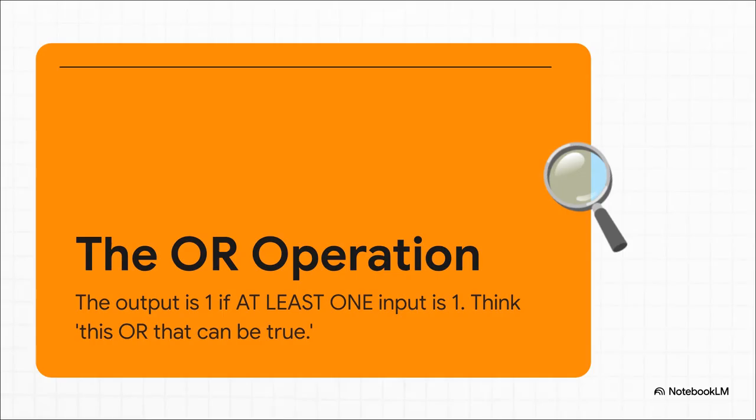And our third and final rule is the OR operation. This one is way more forgiving than AND. To get a 1 as your output, you just need at least one of the inputs to be a 1. It's like someone asking if you want cream or sugar in your coffee. You can say yes to one or the other or even both, and the answer is still yes, you're having something.